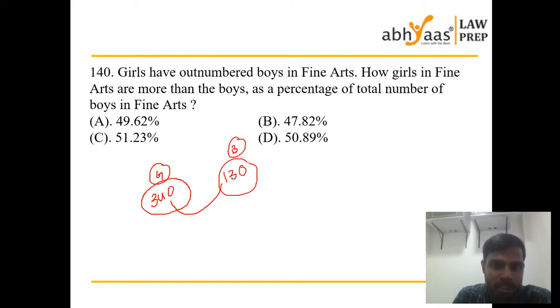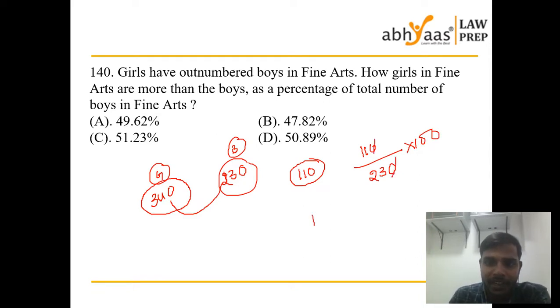Oh, so this is 230, very sorry, not 130. The number of girls in fine arts are how much percentage more than the number of boys? If you see the difference, the number of girls are 110 more than the boys. So the difference is 110. This 110 is what percentage of the total number of boys in fine art? So the answer will be 110 divided by 230 into 100. 0, 0 cancel, which is 1100 divided by 23. Okay, 1100 divided by 23.